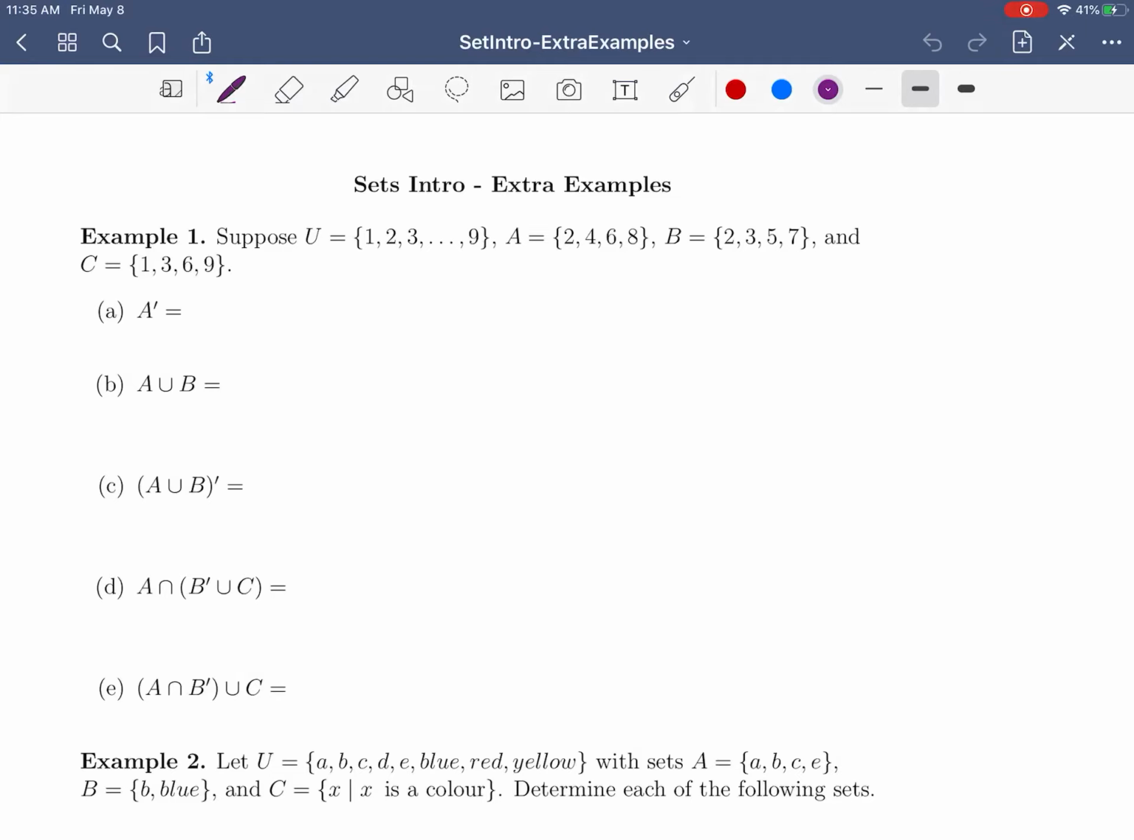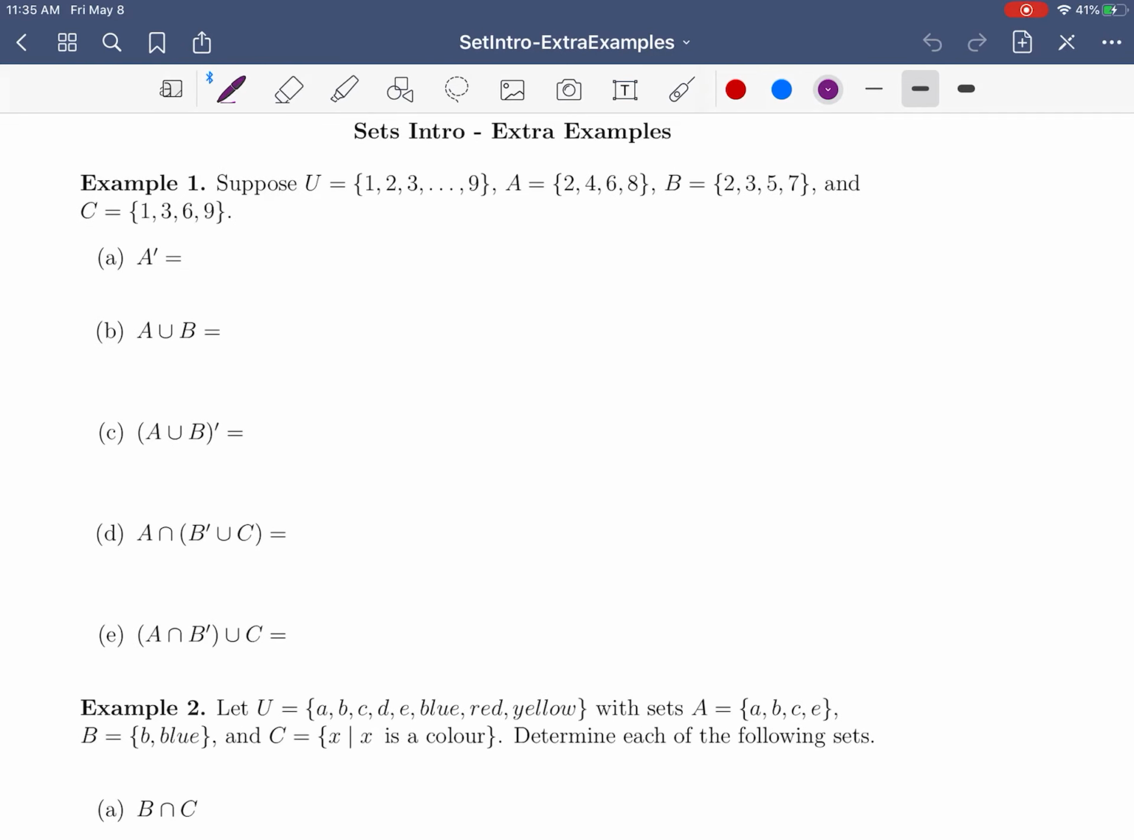In this video, we're going to continue with our sets intro, but just doing some extra examples to get some practice with these things. So in the first example, U is the set containing the numbers 1 to 9. A is the set of all even numbers within the universe, so 2, 4, 6, and 8. B is the set of all prime numbers in that set, so 2, 3, 5, and 7. And C is the set containing the numbers 1, 3, 6, and 9.